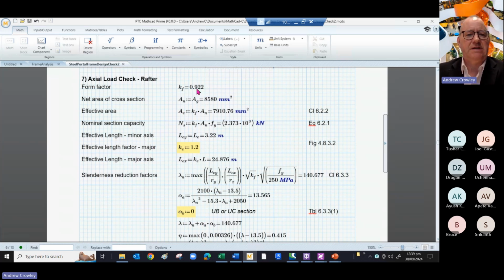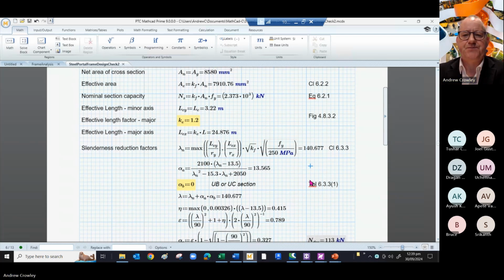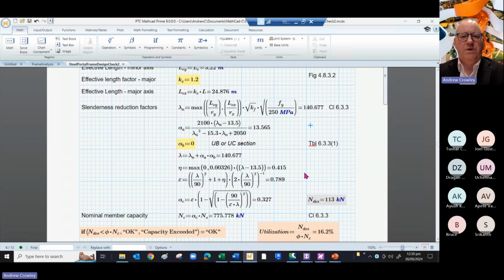Move on to the axial load check for the rafter. We've got our form factor, we've got our effective areas. We allow a little bit less sometimes for bolts. And we look at the effective length. In this case, it's 3.22. And we've got our effective length factor for the major axis as 1.2. And we can derive the slenderness reduction factor to 140, and alpha A as 13, again from the clauses in the equation.